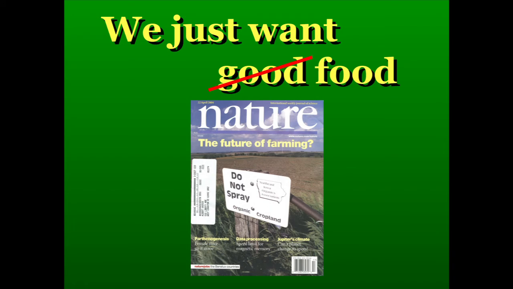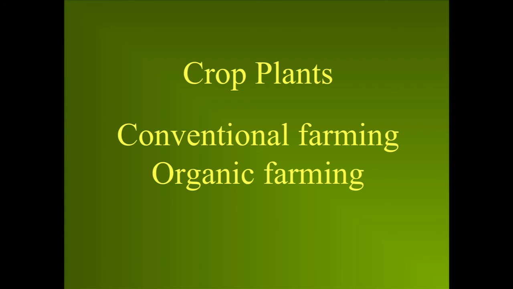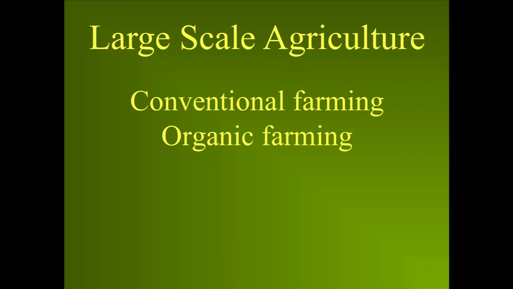So the slide that I showed before, we just want good food, or maybe we just want food. I don't care what it is. Just give us food, give us calories. So the arguments that position conventional farming and organic farming really come down to this question of large-scale agriculture. When you start doing this on a large scale, things get wonky, no matter what kind of practice you're putting into it. We can regulate this and try to control this.